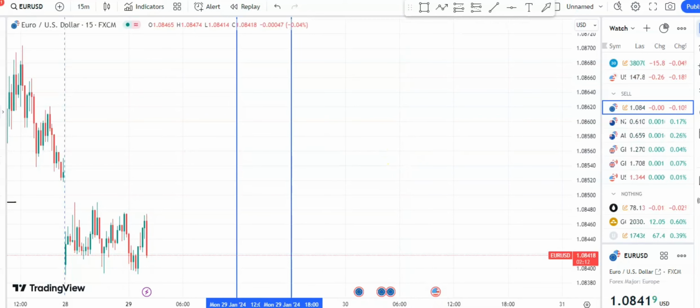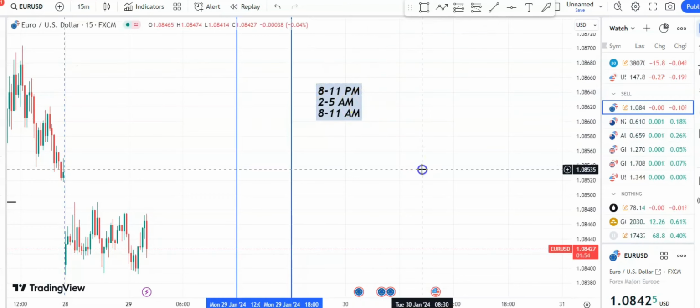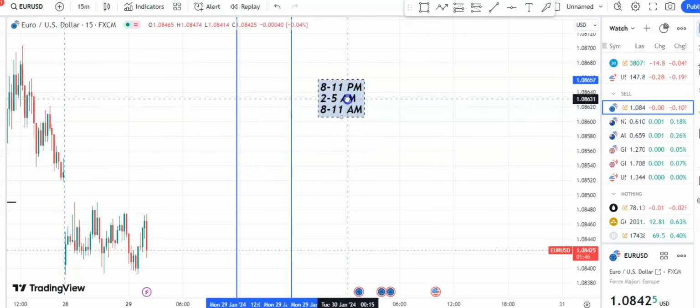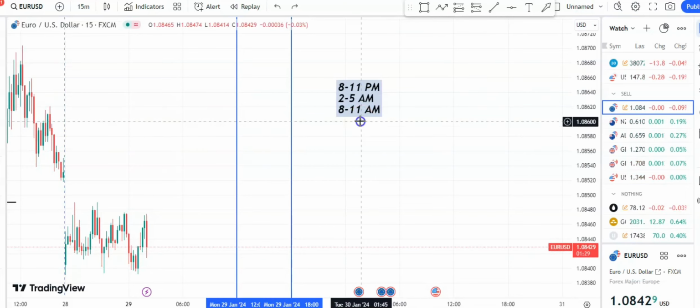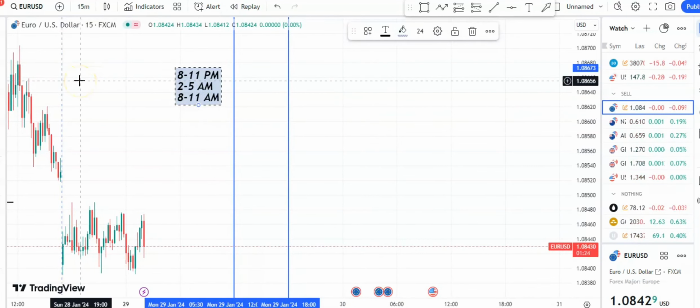Our timing window in Asia is 8 to 11 p.m. New York time. And then the London session begins from 2 to 5 a.m., and then the New York session is 8 to 11 a.m. All this is in New York time: Asia, London, and New York. There is a reason why we trade these times, and it's because this is when we have the most volume per session.